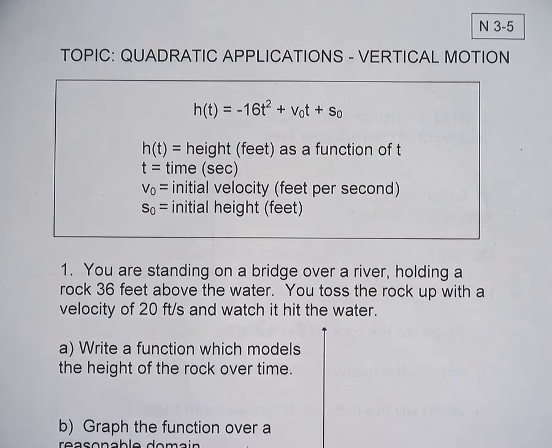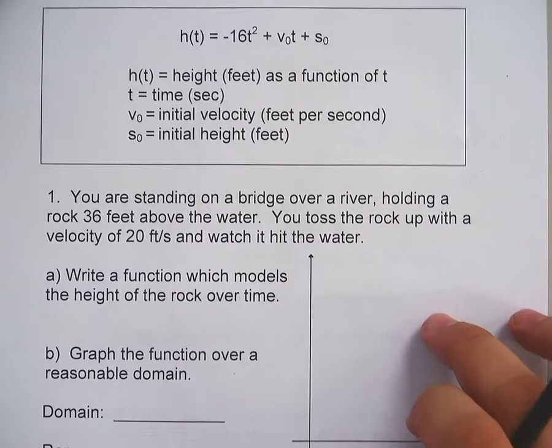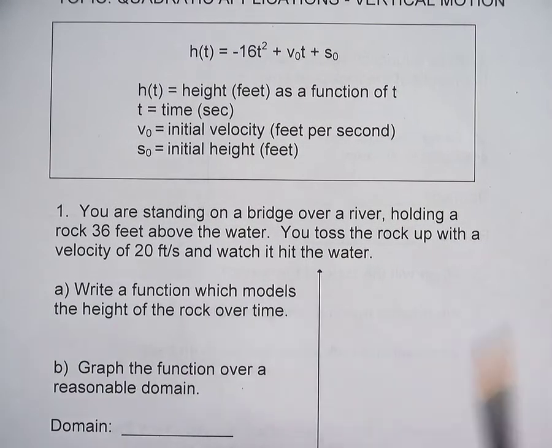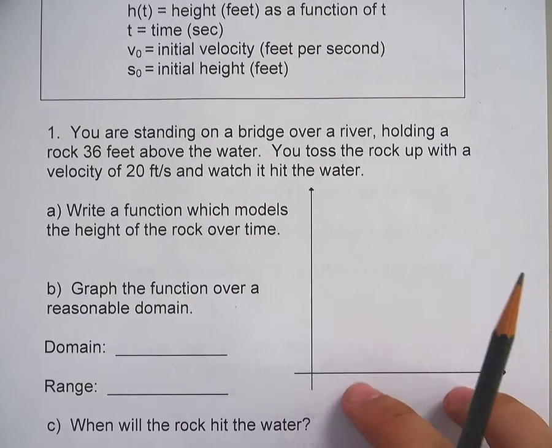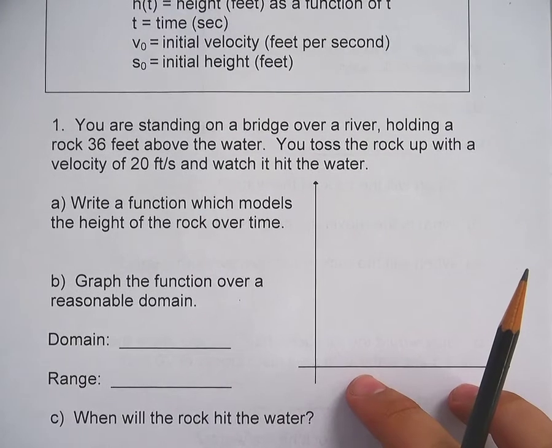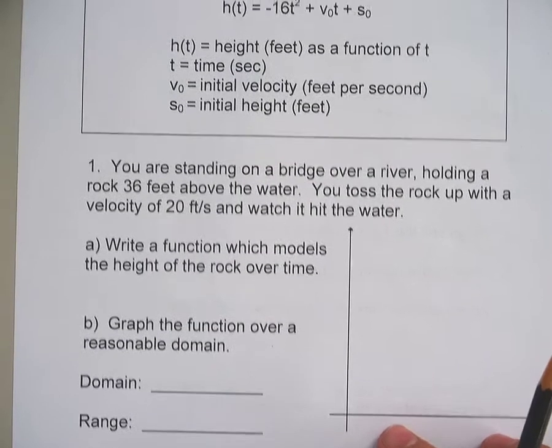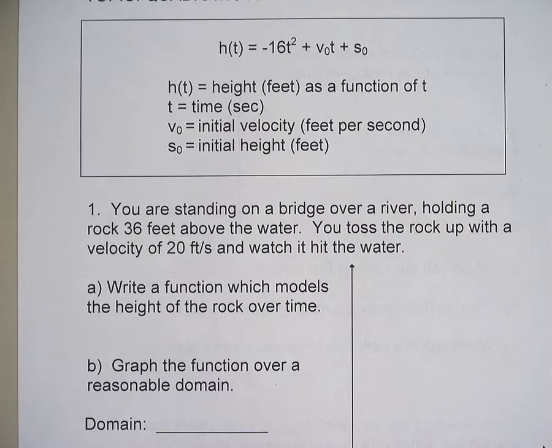So, question here says, you are standing on a bridge over a river holding a rock 36 feet above the water. You toss the rock up with a velocity of 20 feet per second and watch it hit the water. Write a function which models the height of the rock over time.